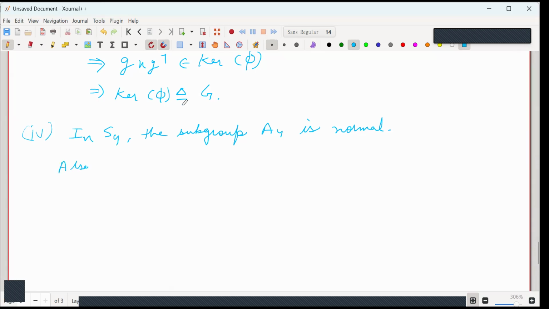Also, A4 is the unique normal. I should not write like that. Maybe like this: identity not equal to H, which is sitting inside A4.